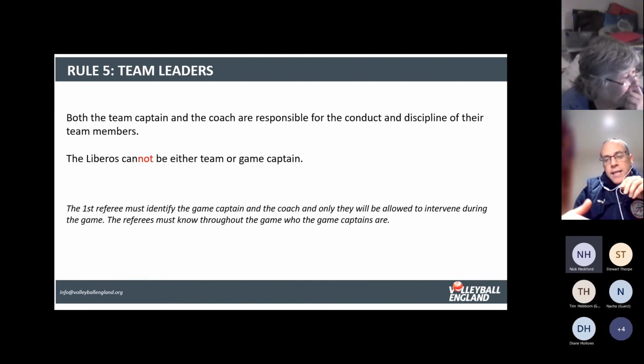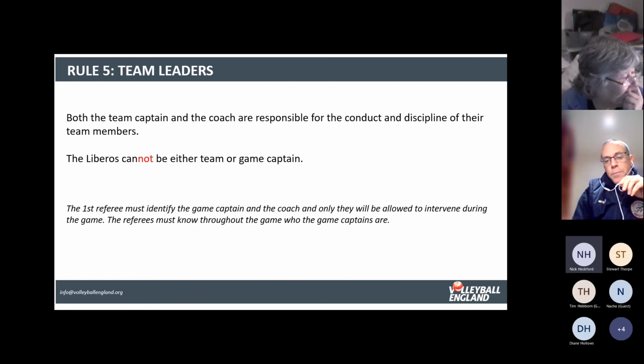At this point, the second referee may do this, or they may get reminded by the first referee, or the scorer, whoever spots it. But when you ask the coach who is the game captain and the coach indicates a player, then it's up to the first referee to ask that player to acknowledge that they have taken the responsibility of being the game captain. Now, there is no need to do this every single time it occurs.